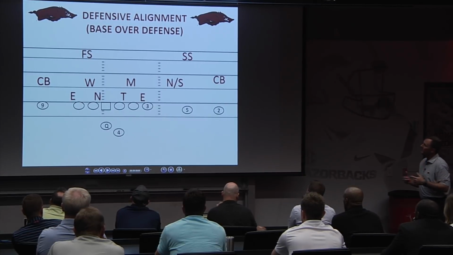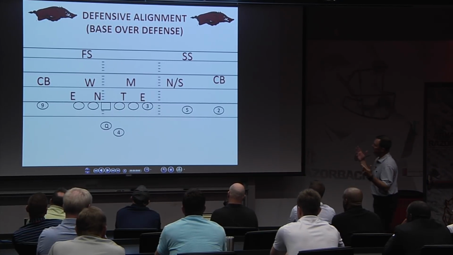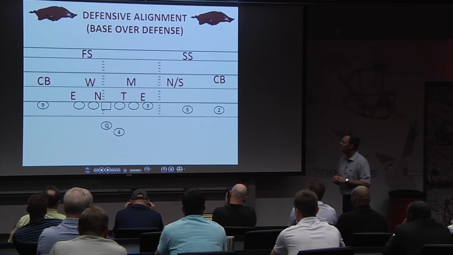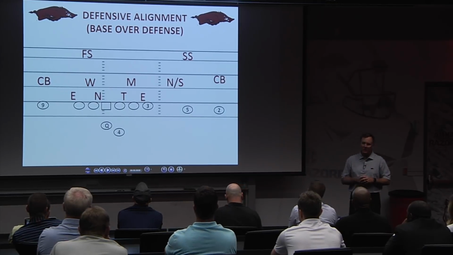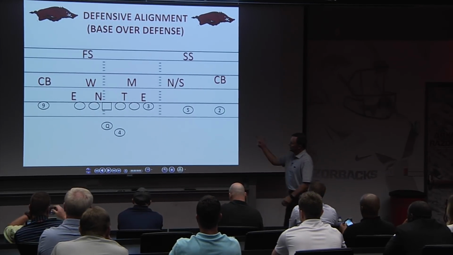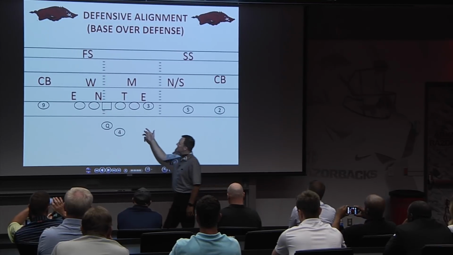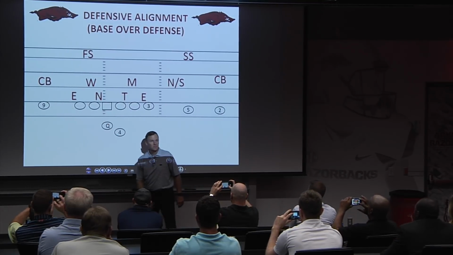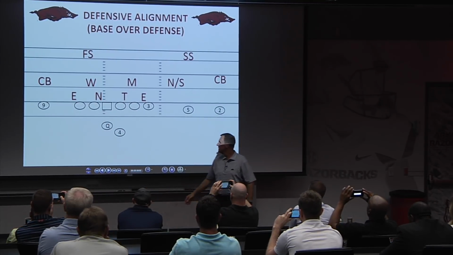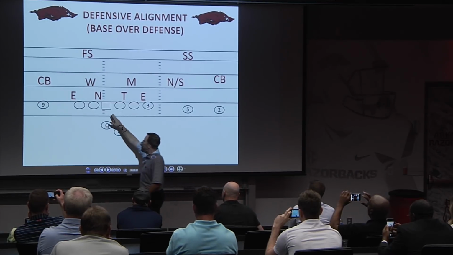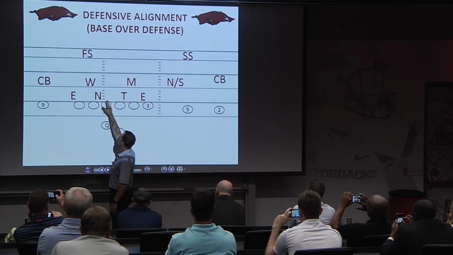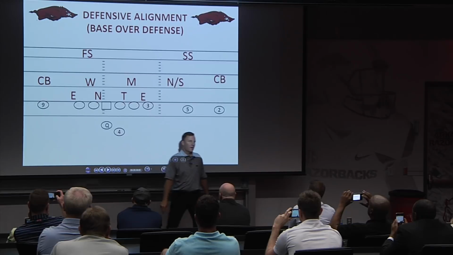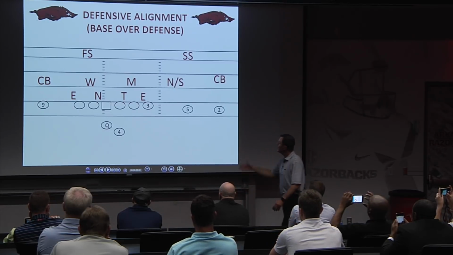So defensive alignment, just a base over front defense, and this is just the way we call it. You heard me talk a little bit about it. You got your end, your tackle, and your nose. If it was an under front defense, then he would be here. Remember now, your nose would be here, and your tackle would be there. I mean, it's just a base look.